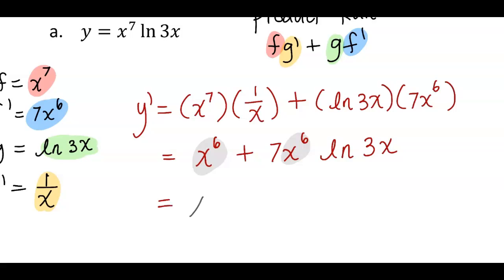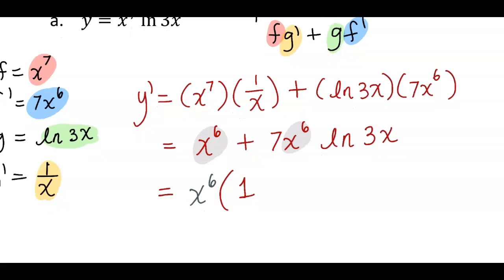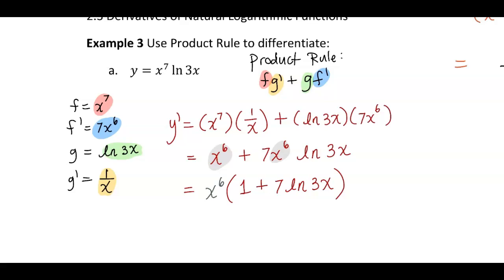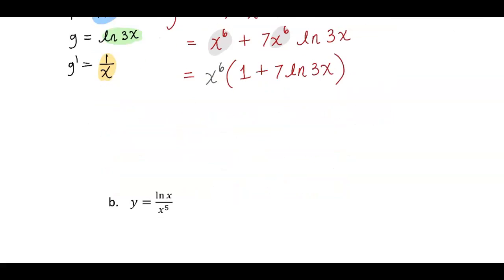If I write down x to the 6th power in the front, inside the parentheses I will have 1 first. And if you're wondering where you got 1 from, I really did x to the 6th power divided by x to the 6th power, and that is 1. Anything divided by itself is 1. And then plus, now what's left? If you pull that out to the front, the only thing left is the stuff that is not highlighted in gray. So I will have 7 natural log of 3x in the parentheses, and that's it for this example. We found the first derivative, and that's all they wanted. That is good. All right, let's go on and try another one.